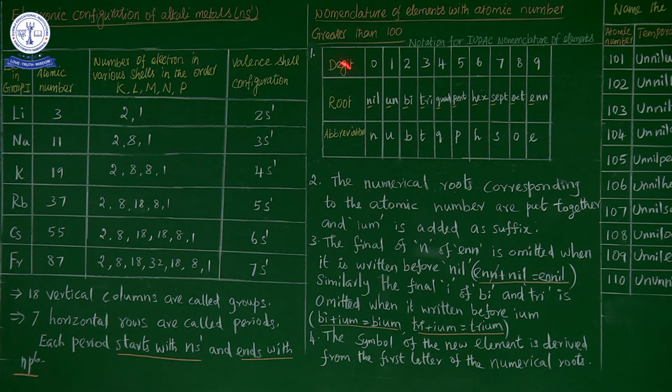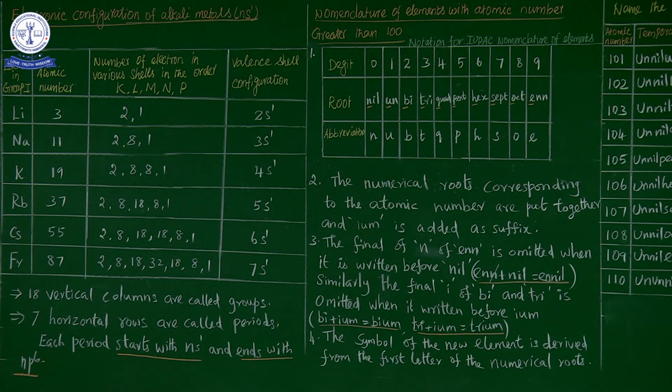The first rule is we use the root word for the atomic number. For atomic number 0 it is nil, 1 is un, 2 is bi, 3 is tri, 4 is quad, 5 pent, 6 hex, 7 sept, 8 oct, and 9 is enn. And we use the abbreviation, the first letter of the root word. The second rule is the numerical roots corresponding to the atomic number are put together and ium is added as suffix. For example, 100: 1 is un, 0 is nil, so we combine these root words.